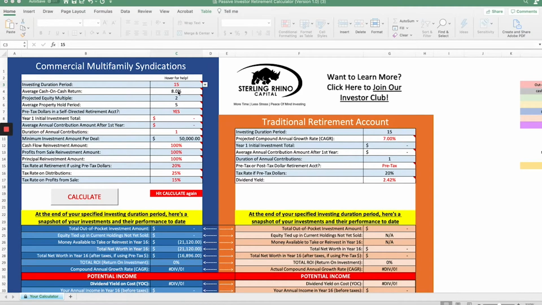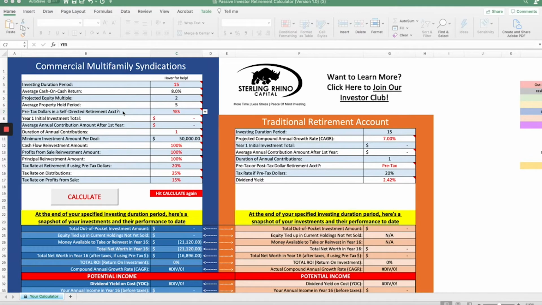These next three line items, we have set the values for you. As you can see, they're in black font. Average cash on cash return, we're setting to 8%. Projected equity multiple at 2 times, and average hold period of the property at 5. We consider these goals for all of our deals and kind of an industry standard. We shoot for at least an 8% cash on cash return on all of our deals, and an equity multiple of 2 in 5 years, which means in 5 years you will double your money.